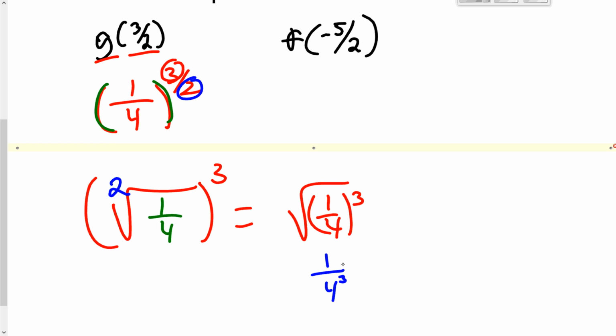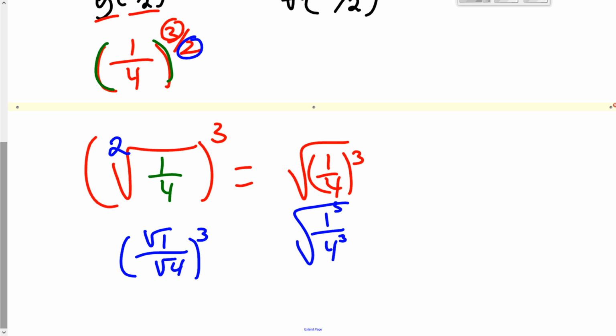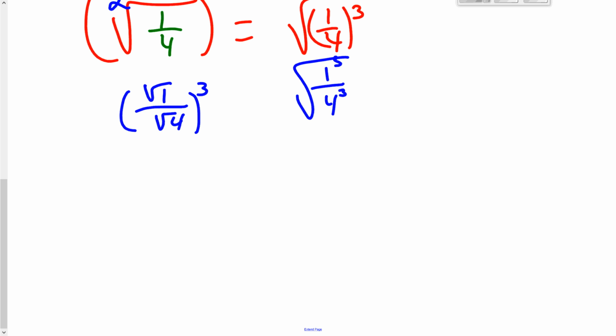This is going to be 1/4 to the third, or 1 to the third over 4 to the third, and then square rooted. This one, I'll take the square root of 1/4, so that's the square root of 1 over the square root of 4, and then cube it. So you'll see that both of these will still be the same answer at the end. Okay, so square root of 1 is 1, square root of 4 is 2, and then we cube it. And so we get 1/2 times 1/2 times 1/2. That's 1 cubed, which is 1, 2 cubed, which is 8, so 1/8.